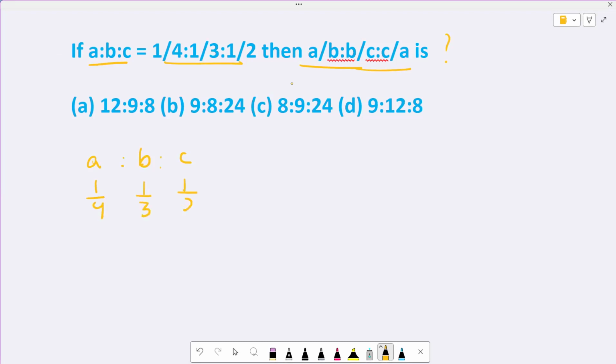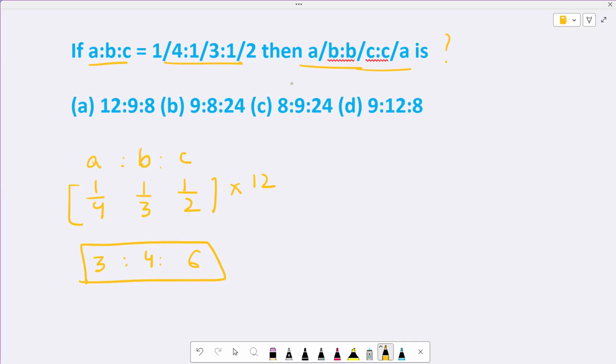And since we have dealt with these kinds of questions before in the previous videos, we know that in order to simplify them, we'll have to multiply them by the least common multiple. The very basic thing. On multiplying, we get here 3 : 4 : 6. So this is the ratio of A : B : C.